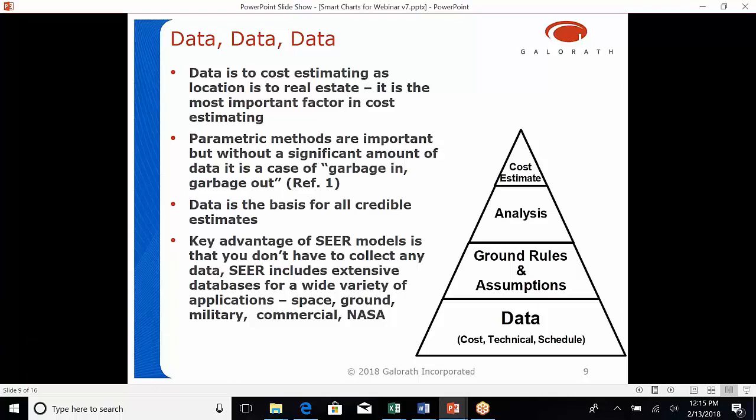The key advantage of the SEER models is you don't have to collect any data. SEER already has an extensive amount of data, as Joe mentioned. The knowledge bases include a wide variety of data from a variety of applications.